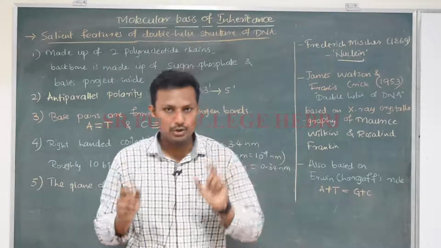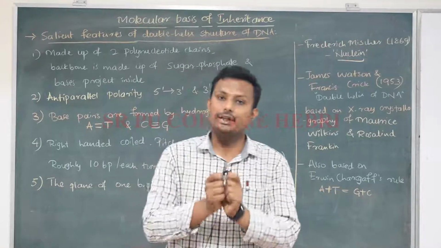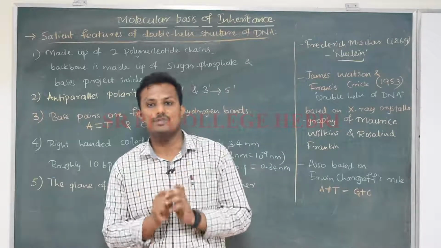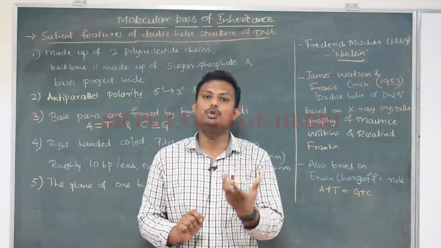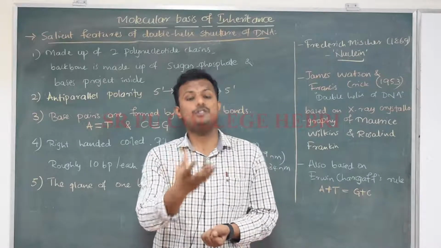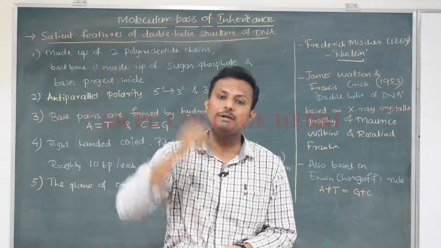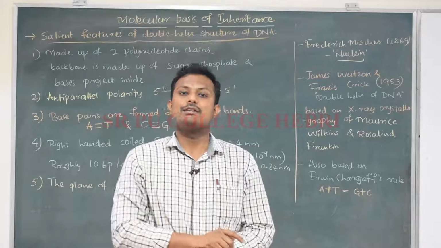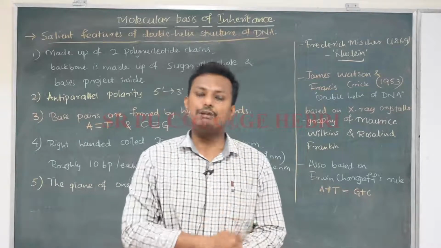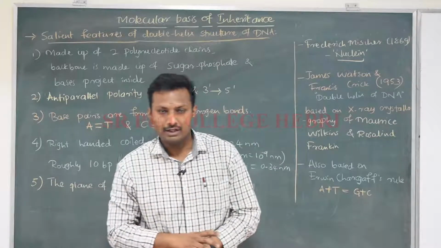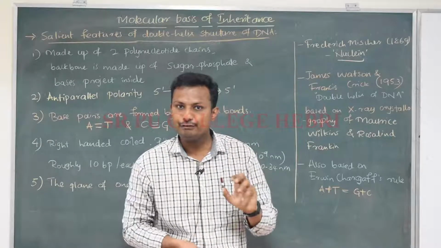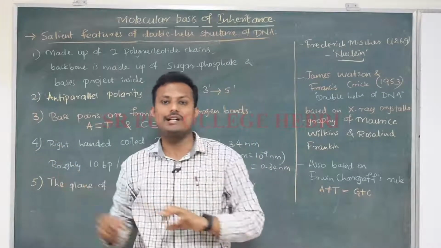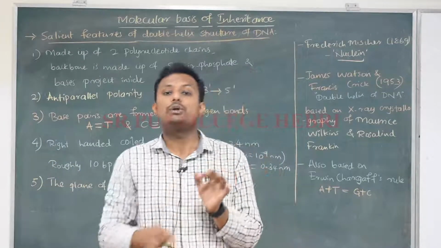If this pentose sugar is attached with a nitrogen base to the first carbon atom with the help of the N-glycosidic bond, then it is called a nucleoside. When a phosphate group is attached to the fifth carbon atom with a phosphoester bond, it is called a nucleotide. Many nucleotides come together and form a chain of nucleotides, also called a polynucleotide chain.